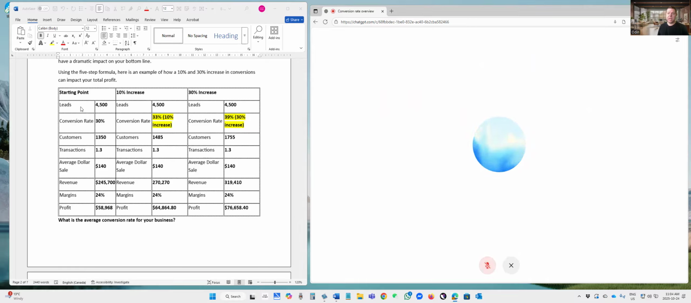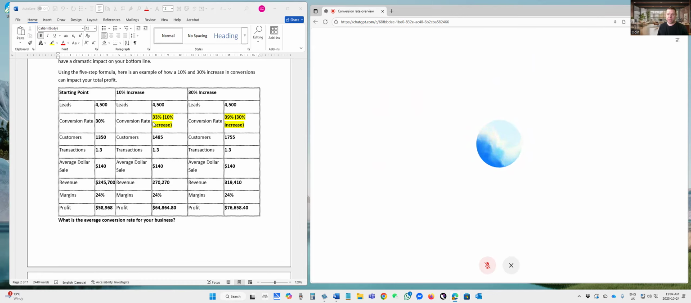Okay, so let's go through this. So we got a starting point of 4,500 leads all the way through. And what we're doing is we're just adding a 10% increase on just one area of conversion rate. So just from 30% to 33%, and then from 33% to 39%. Okay, we're at a 30% increase here.